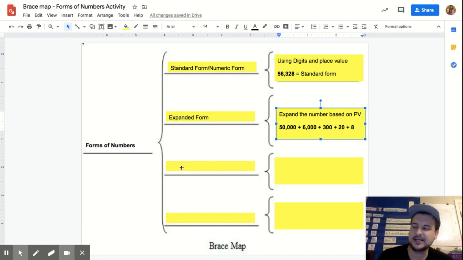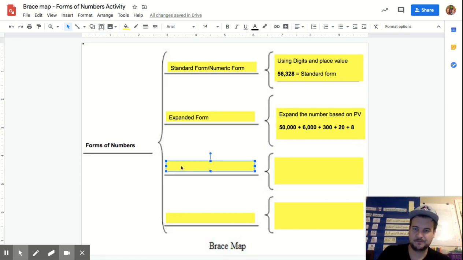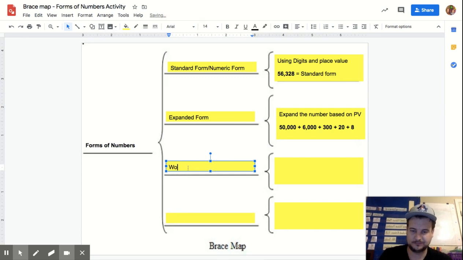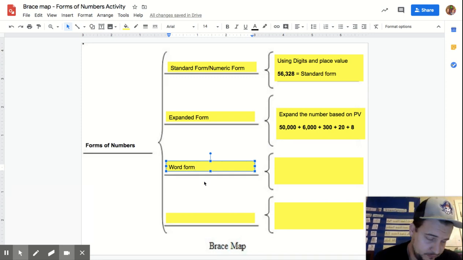All right, so the next one, and this is, kids, I would say my least favorite. I know it's probably the least favorite of all. We're talking about word form. So word form, a lot of kids hate because one, they freak out over spelling. I can tell you right now, spelling is not a big deal in math as long as I can tell what you're trying to say. So don't freak out about spelling.